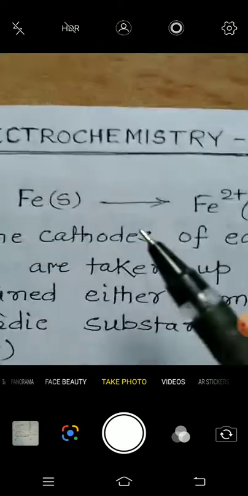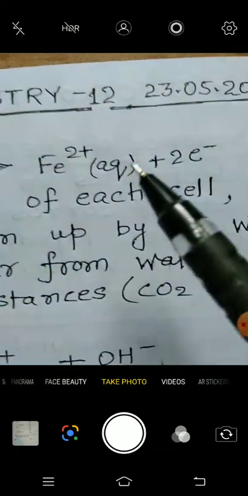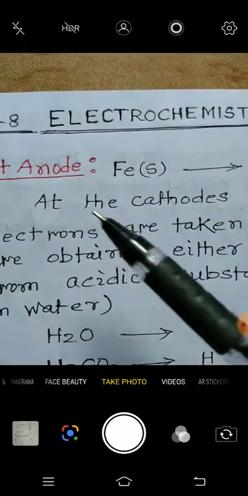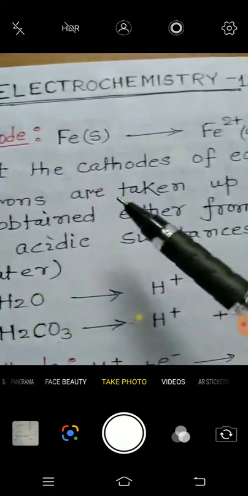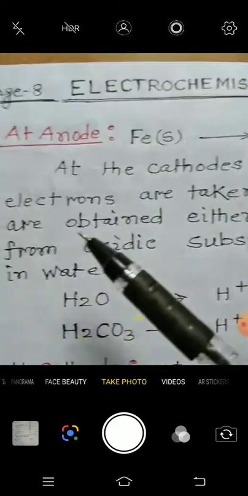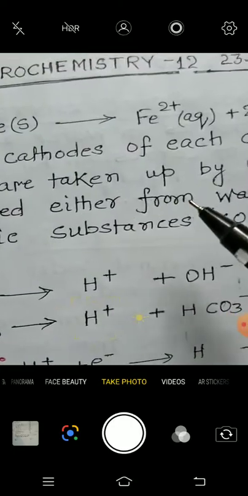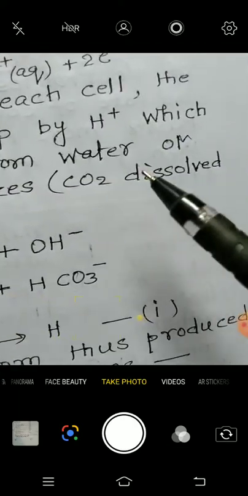The reaction which takes place at the anode: iron changes into Fe2+ ions, losing electrons. At the cathode of each cell, the electrons are taken up by H+, which are obtained either from water or from acidic substances, that is, when CO2 dissolves in water it will produce H+ ions.